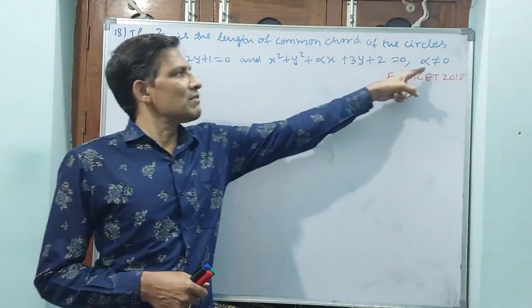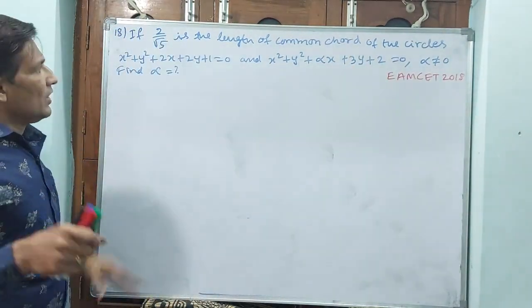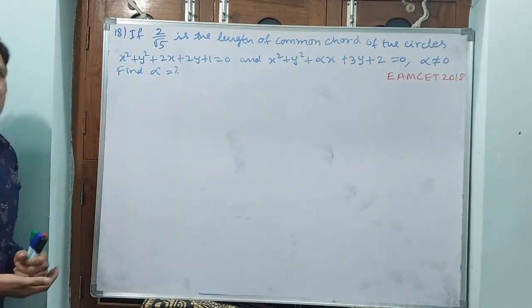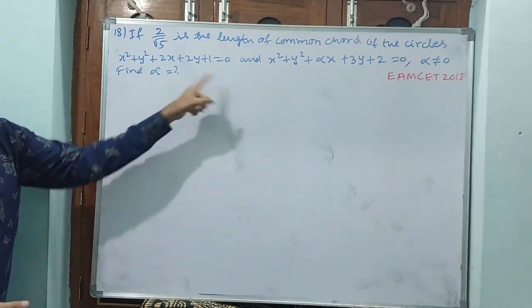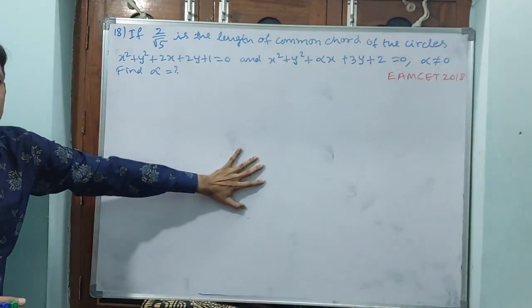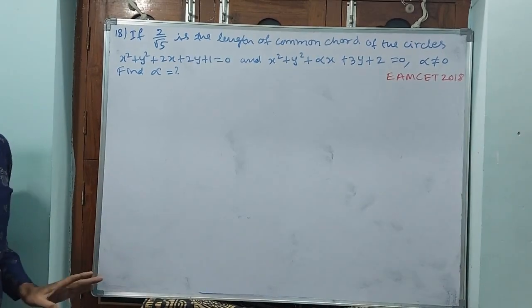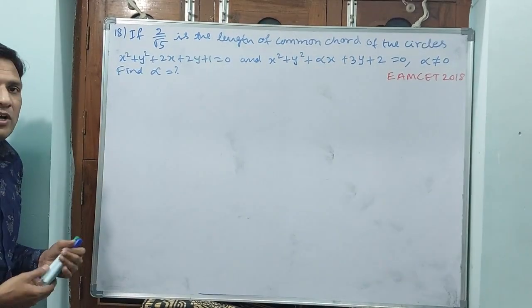But alpha is not equal to 0. You have to find the value. How we are going to proceed to find this? Why? Because see, if some values are there, means you can find the values of center and radius and equate, and you will find this length of the common chord.